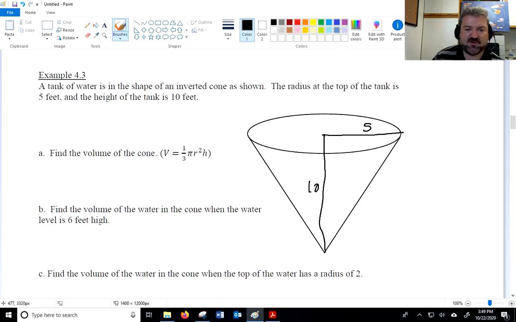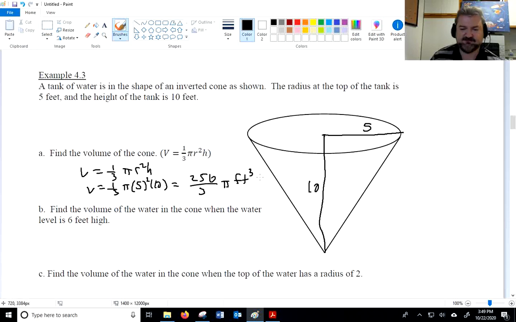All right, find the volume of the cone. Well, we can find the volume of the cone. Volume is 1/3 pi r squared h. So volume is 1/3 pi times the radius of 5 squared times 10. Well, 5 squared is 25, so that's 250 over 3 pi, and that is in cubic feet.